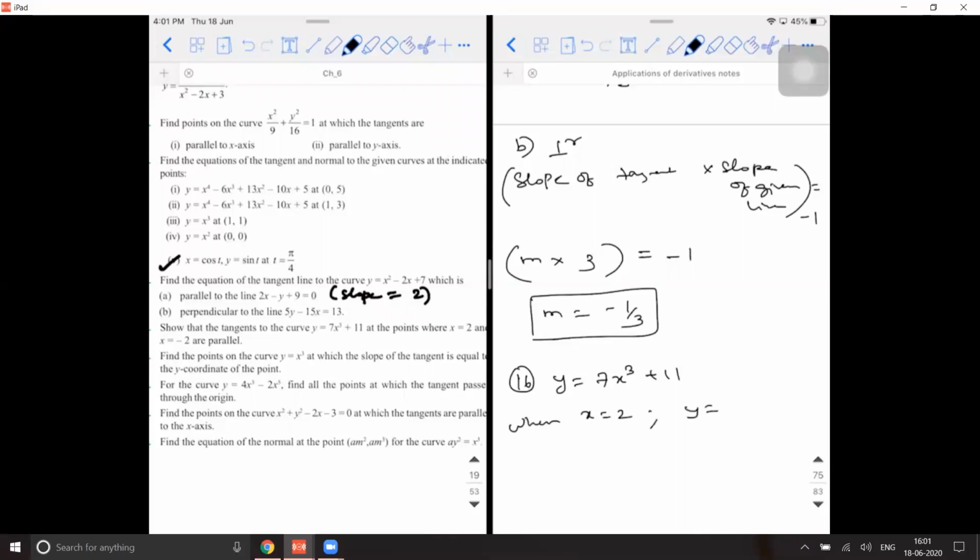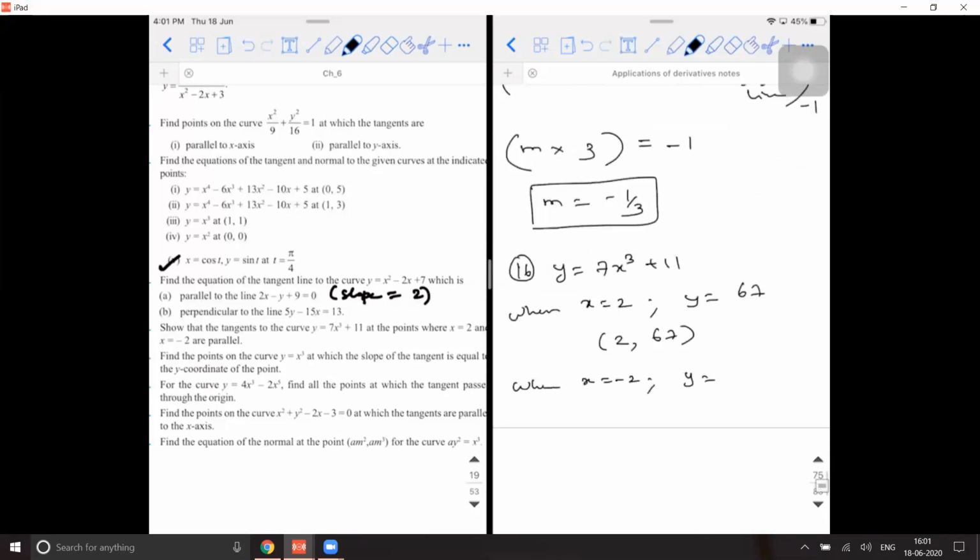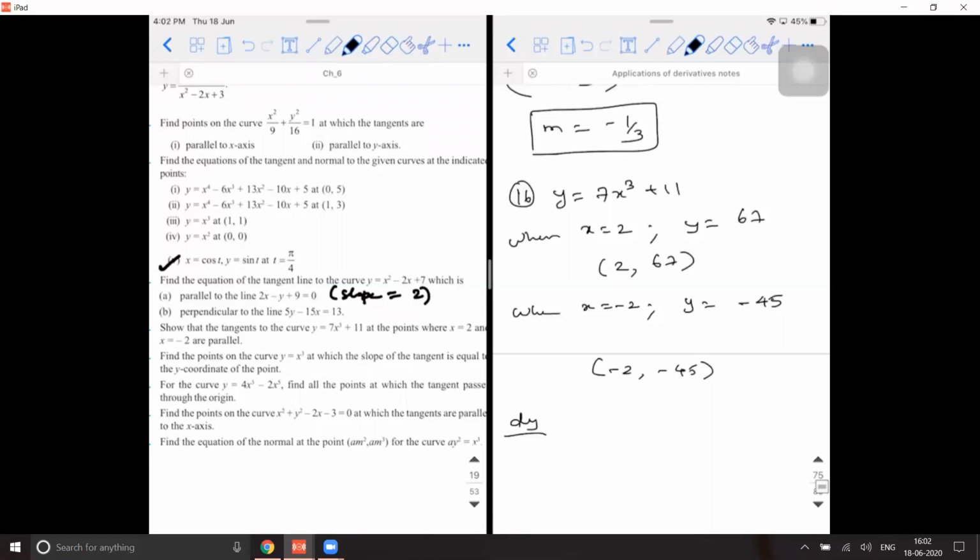So the coordinates of the point will be 2, 67. When x is equal to minus 2, y is minus 45. So what will be the coordinates? Minus 2, minus 45. So what you need to do with this question is find dy by dx.